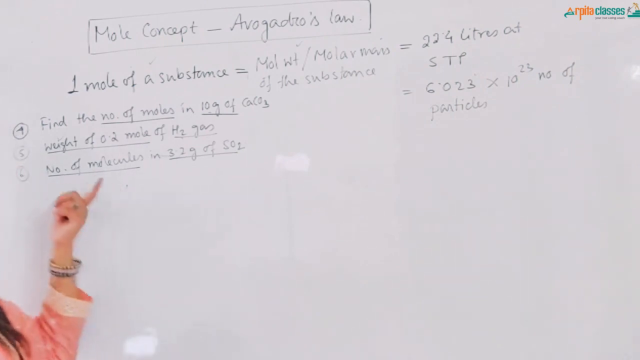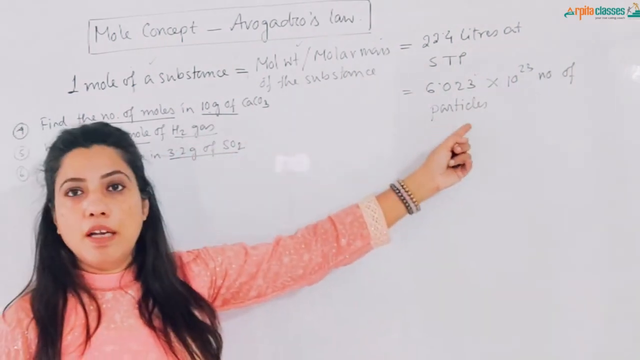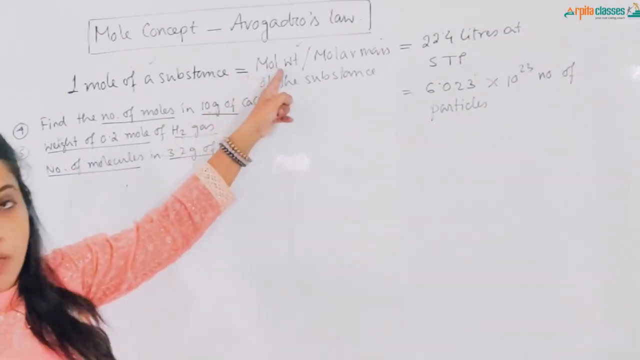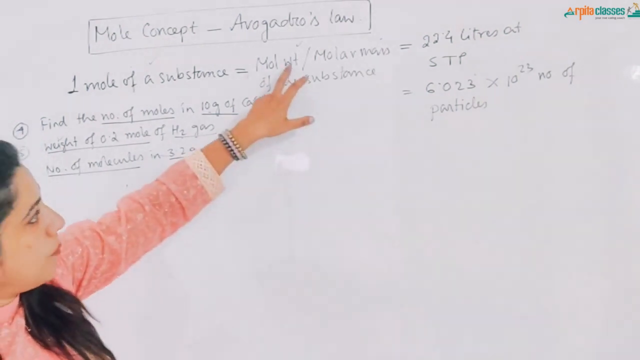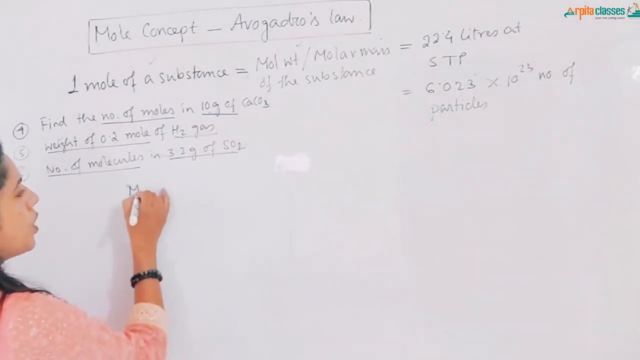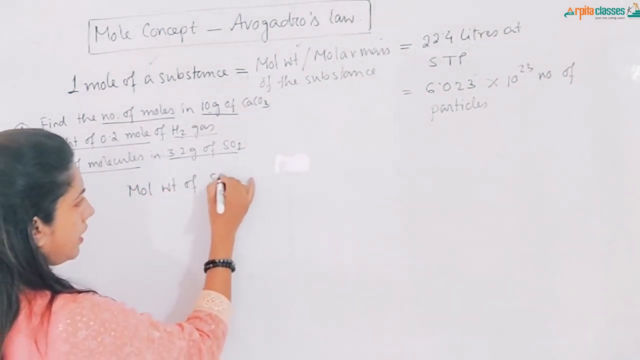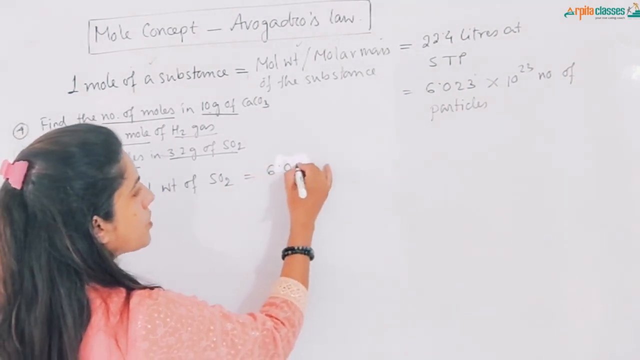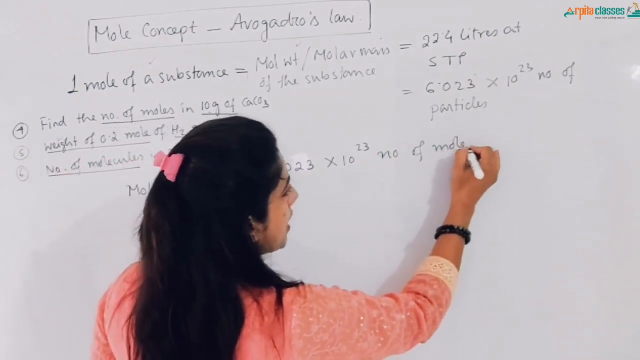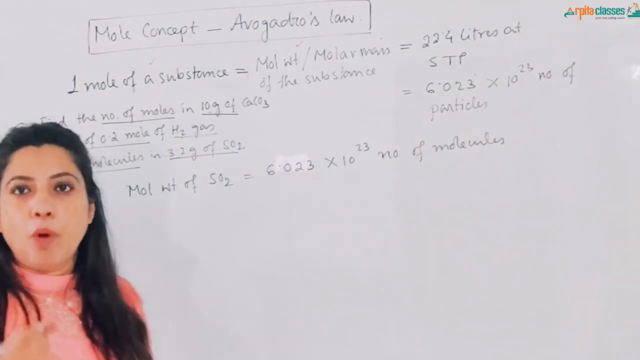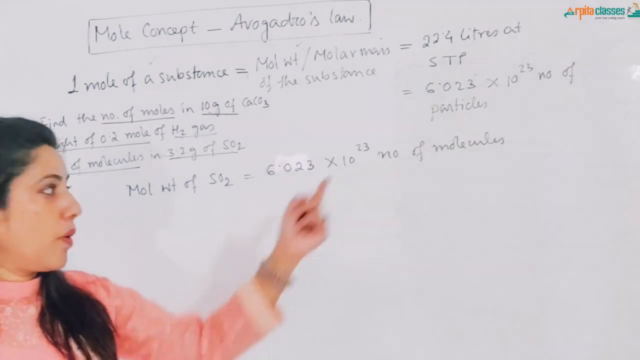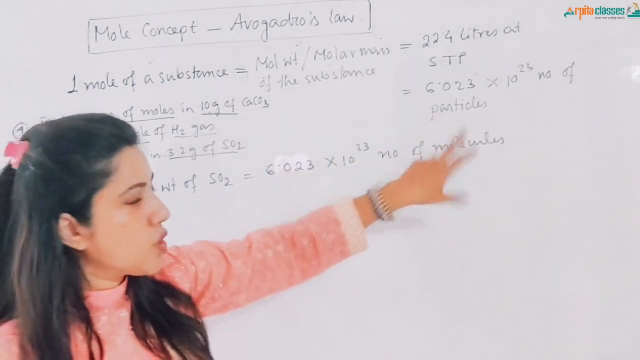So now you understand that the number of molecules is related to Avogadro's number of particles, and 3.2 gram which is given is related to molecular weight. That means in this case we have to take molecular weight and number of particles, these 2 things. And our substance is SO2. So we'll write molecular weight of SO2 is equal to 6.023 into 10 raised to power 23 number of molecules. Now again, particles will be replaced by molecules because now our substance is SO2, which is a compound, and the smallest particle of a compound is a molecule. So we have replaced particles with molecules.